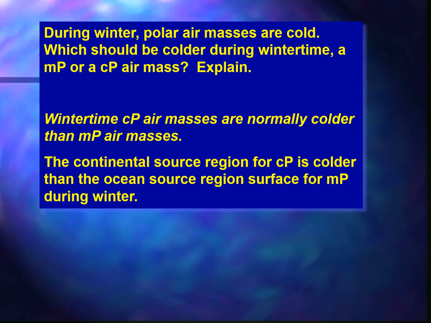Okay, during winter, polar air masses are cold. Yes, we might expect that. Which should be colder during wintertime? A maritime polar air mass or a continental polar air mass? Continental polar air masses, especially in wintertime, are going to be colder than maritime polar air masses in general, because the continental source region for a continental polar air mass is going to be colder than the ocean source region for that maritime polar air mass during the winter.